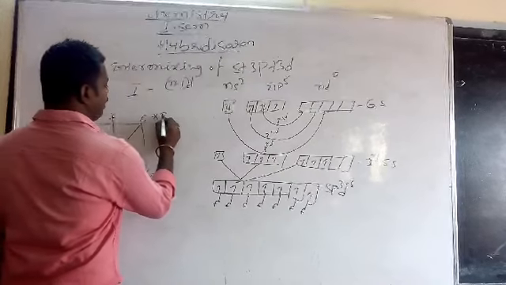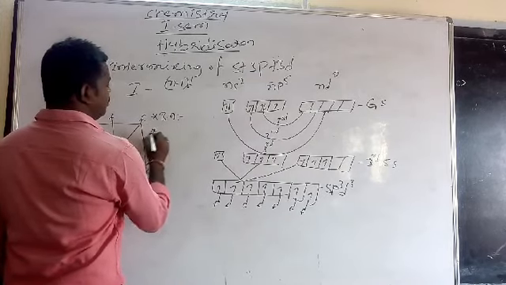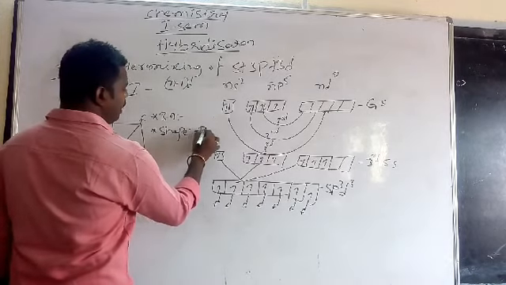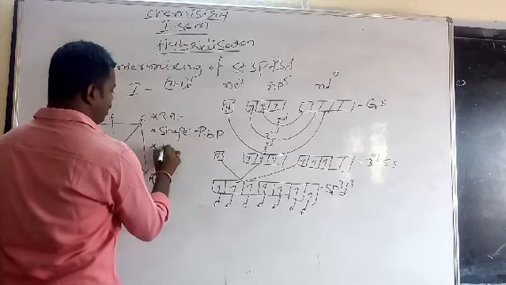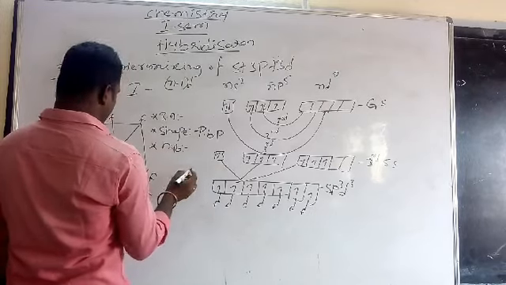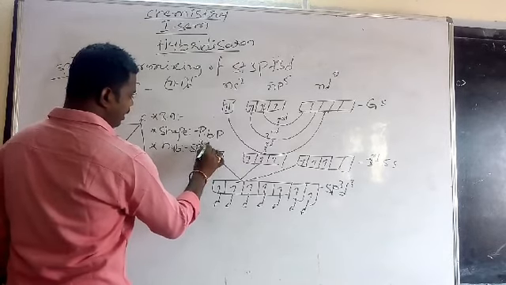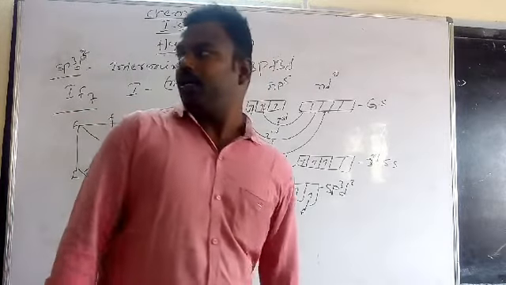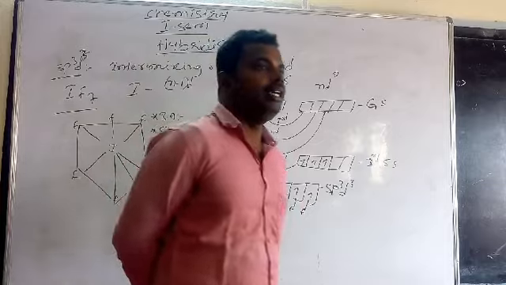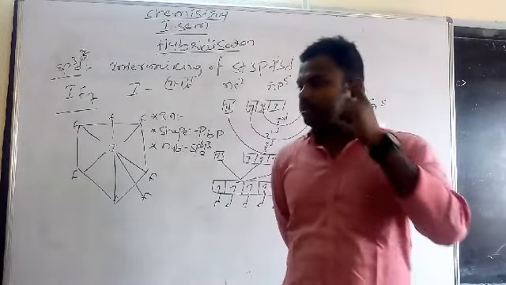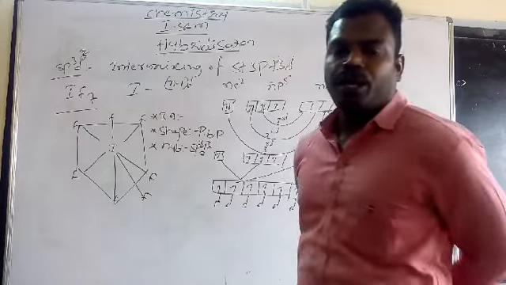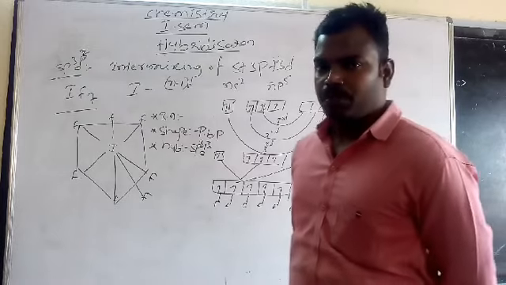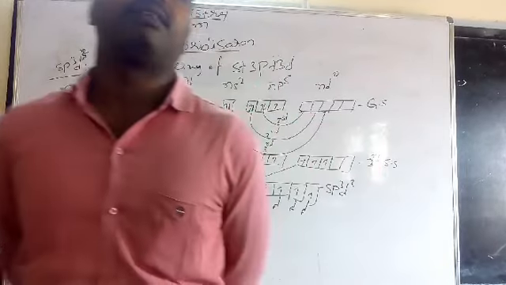The bond angle of IF7, we don't know. The shape is pentagonal bipyramidal, and the hybridization is sp3d3. Once again, I repeat, sp3d3 hybridization: intermixing of 1 s orbital, 3 p orbitals and 3 d orbitals combine to give new equivalent hybrid orbitals called sp3d3 hybrid orbitals. The example of sp3d3 hybridization is IF7.